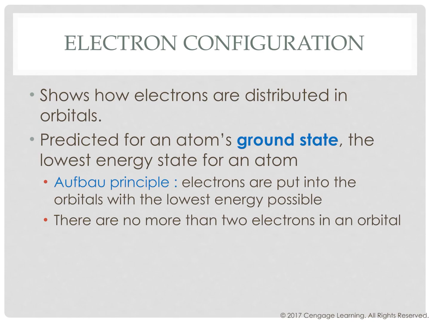We're going to start doing electron configurations. So electron configurations just show us how the electrons are distributed in the orbitals. It gives us an idea of where the electrons are, because remember, it's all about the probability of finding an electron. So we have an idea of what orbital they're in, where they're located, just not the exact location.